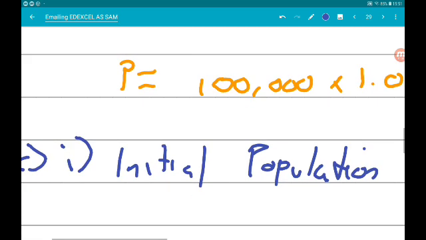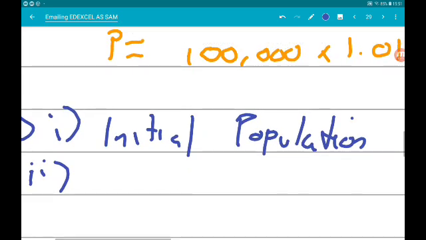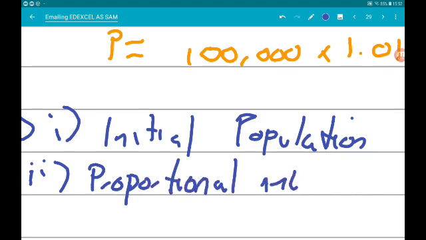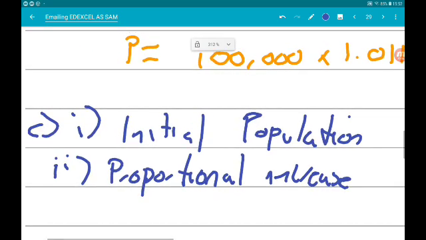And for part 2, the 1.0116. Well, this is essentially compound interest, except instead of thinking about money, we're thinking about a population increase. So, if we multiply something by 1, we're just finding 100% of that number. If we put point something after the 1, we are increasing it by a certain percentage. So the 1.0116 is the proportional increase, I guess we could call it.